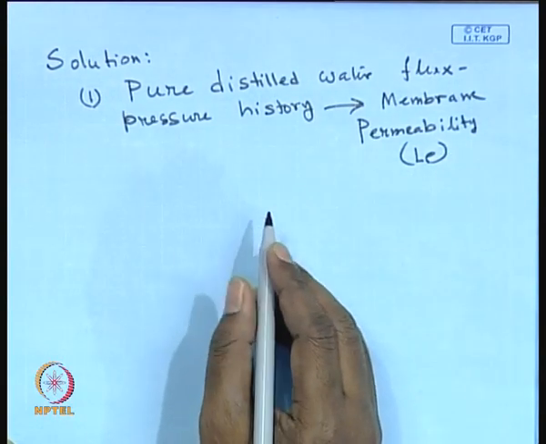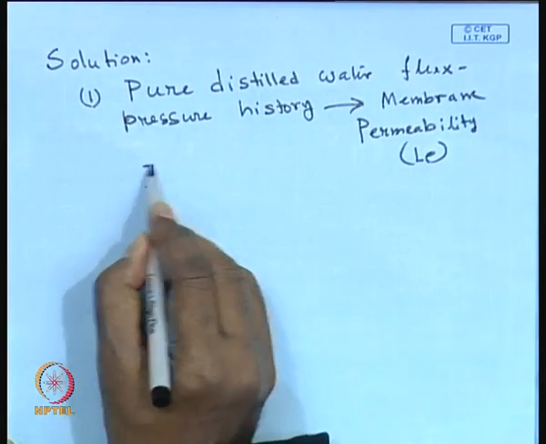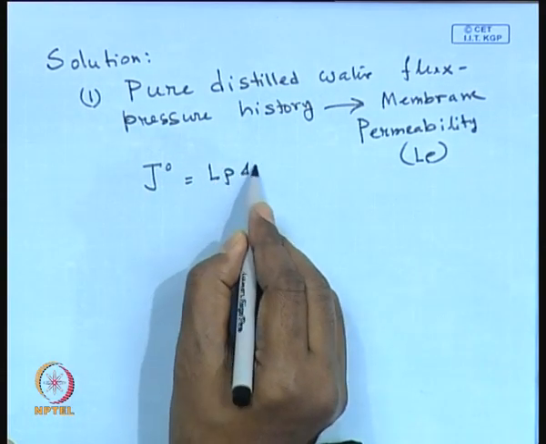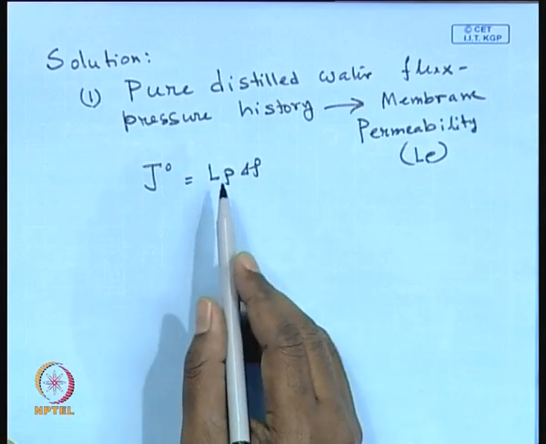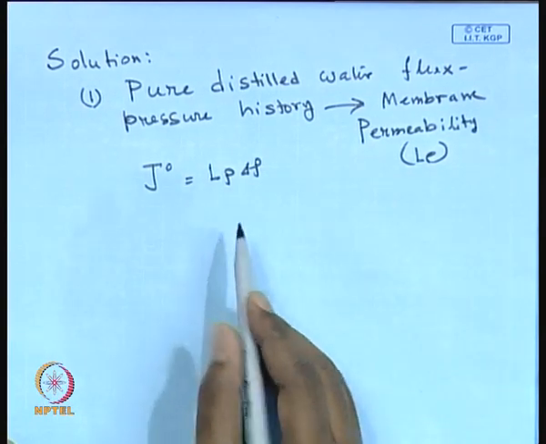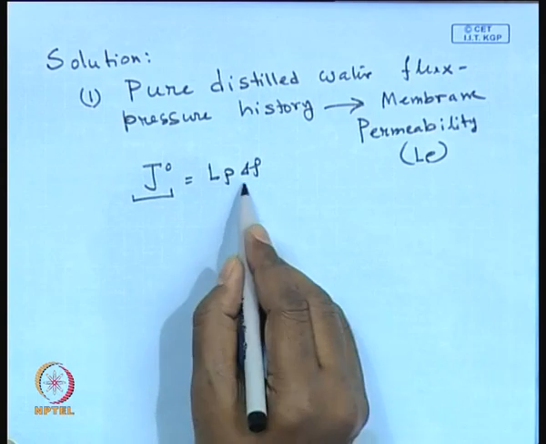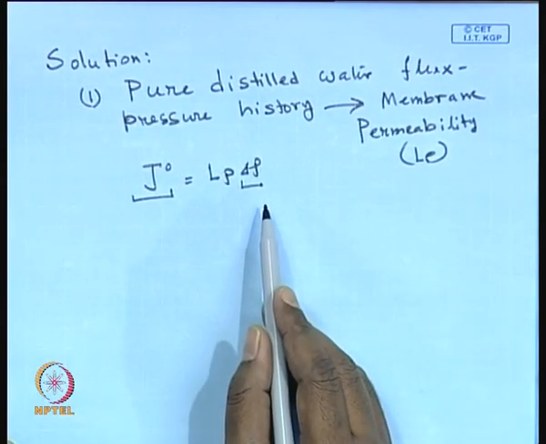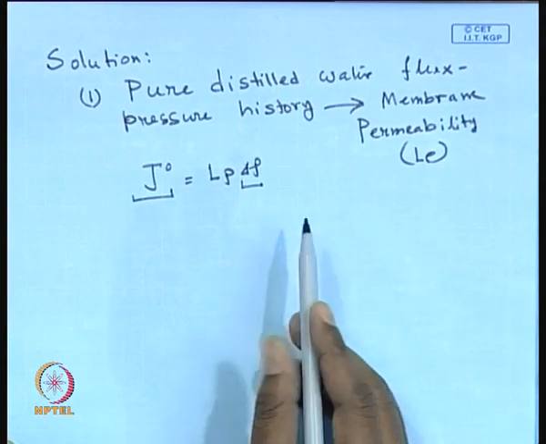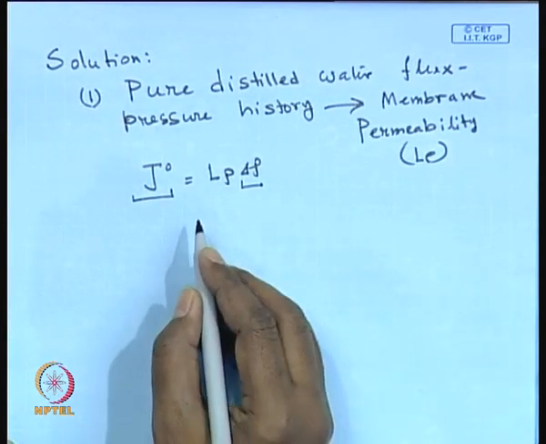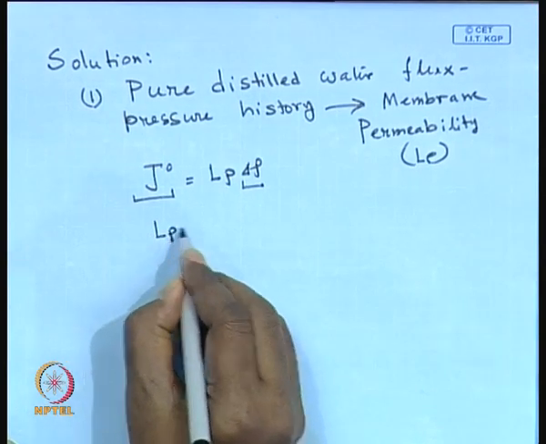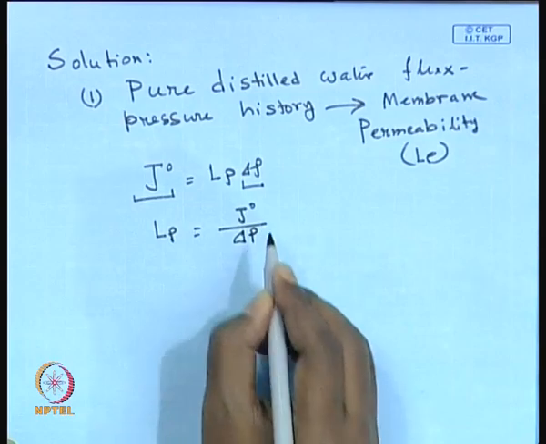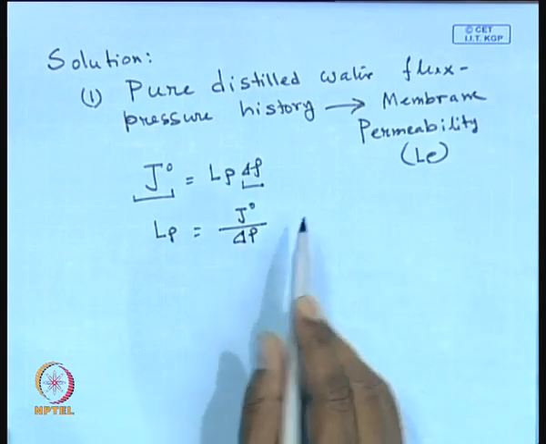Membrane permeability LP. So, what is LP? If you write down the expression, J naught is equal to LP del P, that means the pure water flux will be proportional to the transmembrane pressure drop. Since it is distilled water, there is no question of osmotic pressure. So, osmotic pressure will be 0 and you can calculate the value of LP. LP will be nothing but J naught divided by delta P.